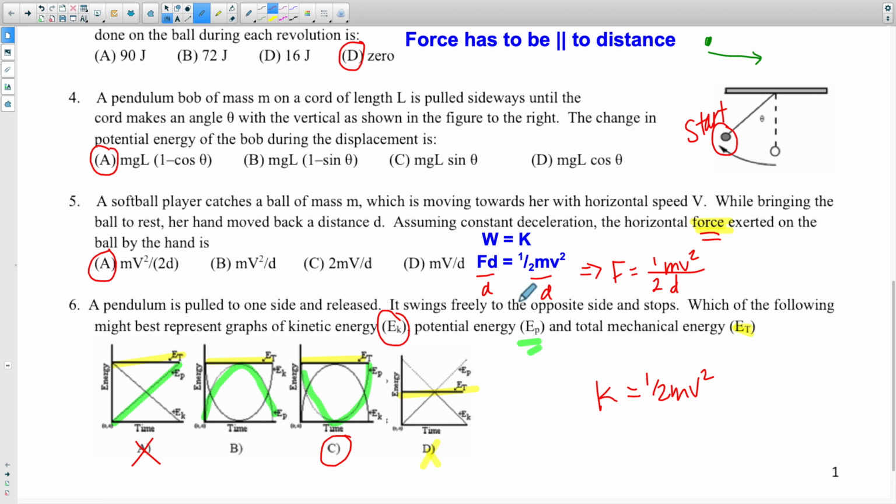At the very beginning, the instant before it's released, remember it was in a stopped position, so it has no kinetic energy to start with. I'm going to go back to my highlighter here. The kinetic energy is this line.